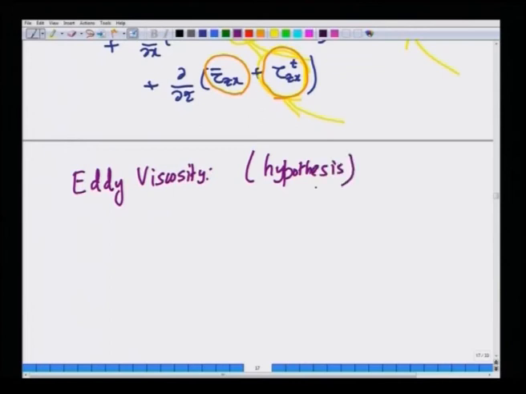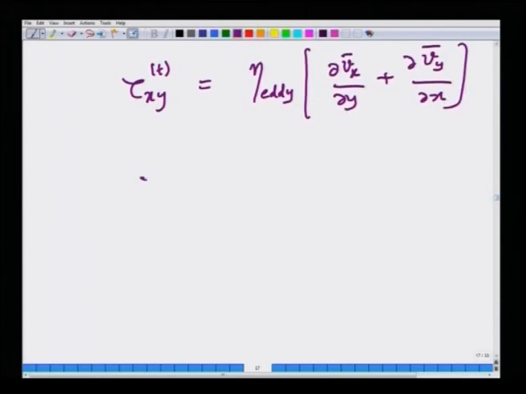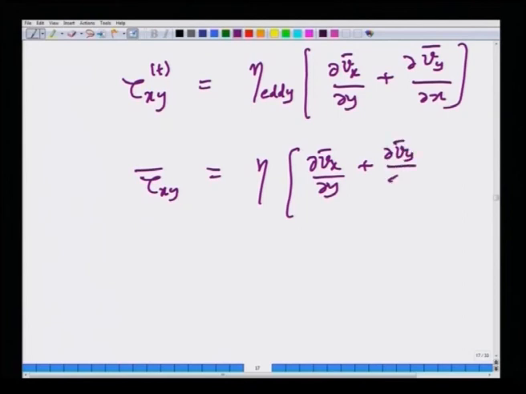The eddy viscosity hypothesis says that tau xy turbulent is nothing but an eddy viscosity times, we are trying to relate the turbulent stresses to the mean velocity gradients, just as you related the viscous stresses, tau xy bar is the normal viscosity times partial Vx bar by partial y plus partial Vy bar by partial x. So, we are saying that now we are going to do a similar model for the turbulent stresses, but if eddy viscosity is a constant, then adding these two will give you a new viscosity, which means it almost is like a different fluid with a slightly different viscosity.